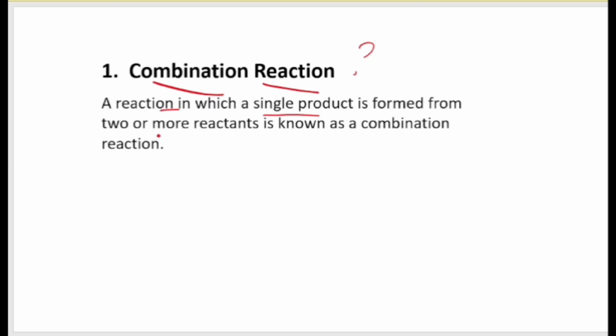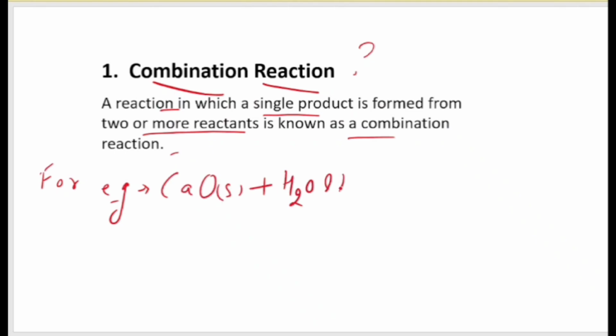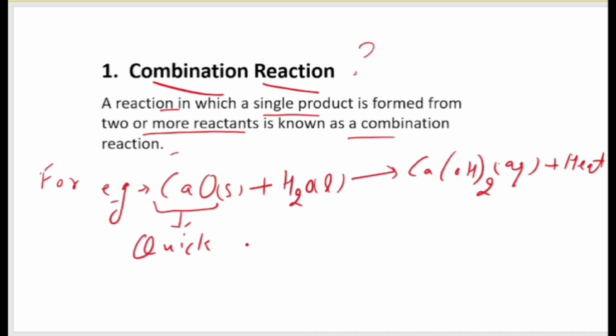Now let's start. A combination reaction is a reaction in which a single product is formed from two or more reactants. For example, we can take calcium oxide in solid phase plus H₂O, water in liquid phase, gives calcium hydroxide in aqueous phase plus heat. Calcium oxide is also known as quicklime and calcium hydroxide is also known as slaked lime.